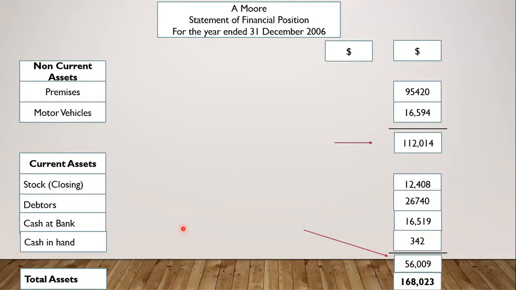So clearly I have completed the first section of my statement of financial position. Please note that in order to go to the next section, we don't have to go to a new page. We can continue on the same page. But since I don't have space, I will be going to the next slide. To sum up, first we list down the non-current assets and total them, then we list down all the current assets, total them, and then we find out the value of the total assets.